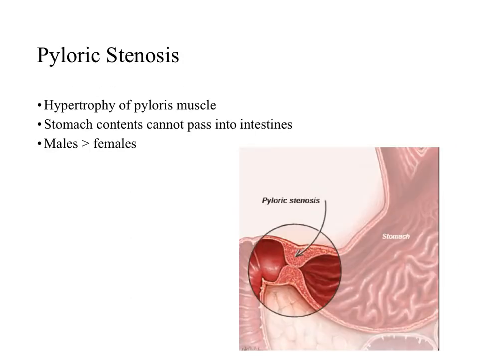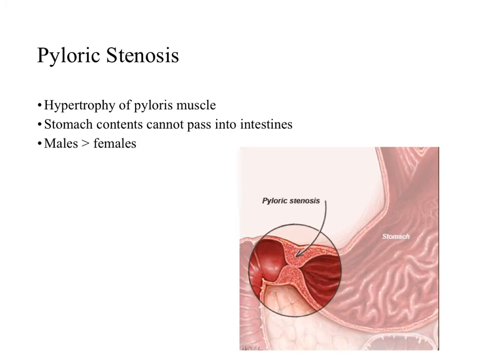Okay, next condition here is called pyloric stenosis. The pylorus is this valve here at the bottom of the stomach. And stenosis means a narrowing or a closure. So what happens is the muscles here get too strong. They grow too much. That's the hypertrophy. And it just closes that valve kind of permanently. So anything that comes in the stomach gets stuck. It has nowhere to go, so it'll go right back out.